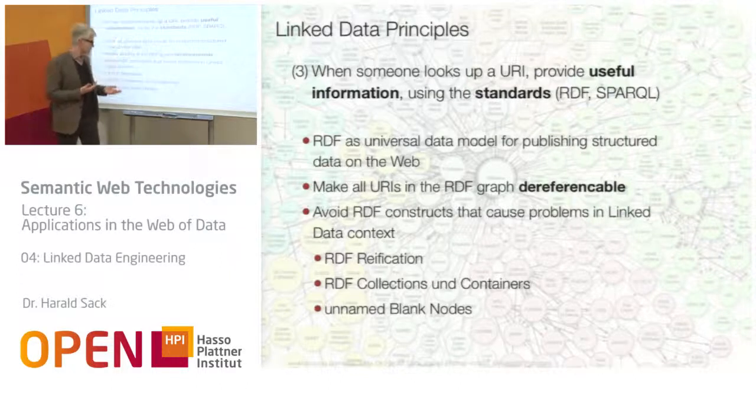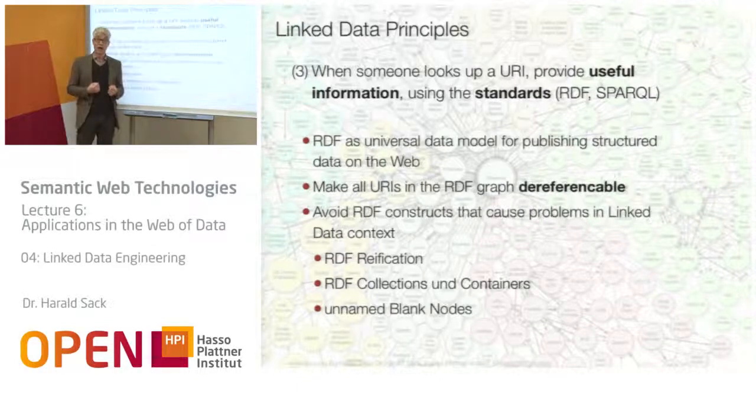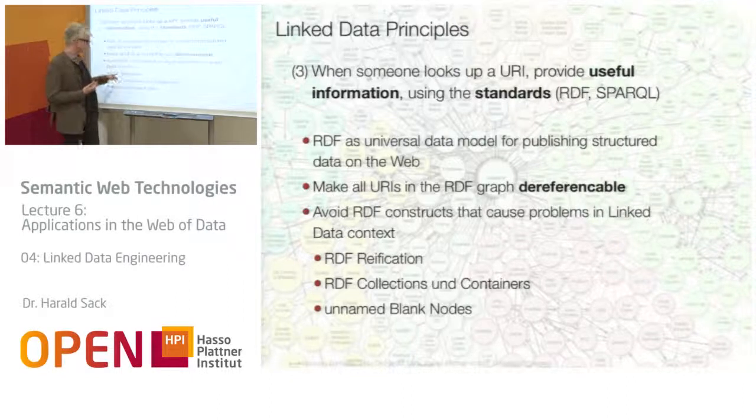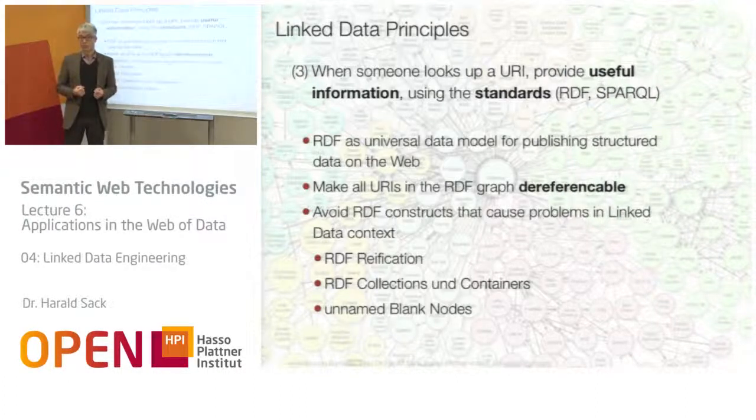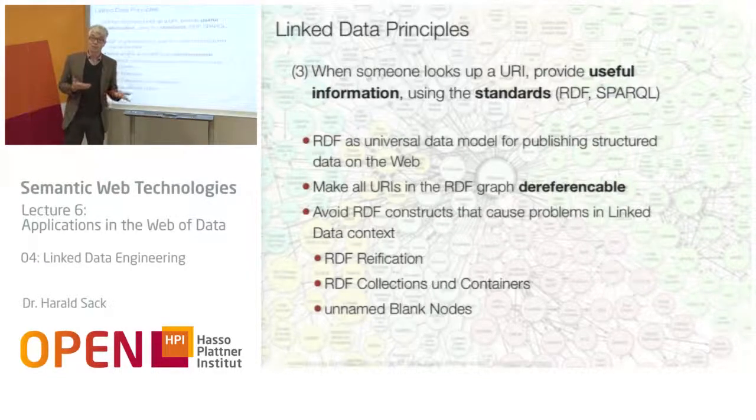For example, RDF reification is always difficult, especially if you use OWL and want to stay decidable or computable. Then you should not use reification, because classes and instances, or also relations, properties, and instances can be mixed up, and you can end up in endless recursions. Another thing you should not use is RDF collections and containers, and also so-called unnamed blank nodes. Unnamed blank nodes you should not use for linked data simply because they are not accessible from outside. So, okay.